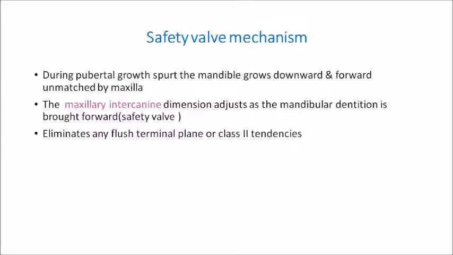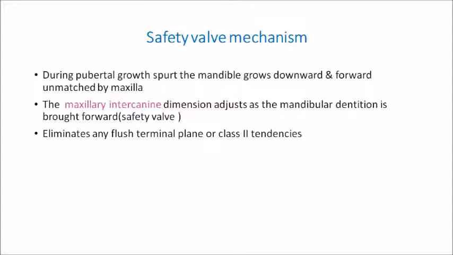So finally, in development of dentition, we will be discussing the safety valve mechanism. This is an extremely important topic. When we mentioned incisor liability, we have seen that to compensate for the incisor liability, there will be an increase in the intercanine width of both arches. This increase in intercanine width will happen around 6 to 9 years for boys and 6 to 8 years for girls. Whereas the increase in intercanine width will be prolonged in the maxilla till the age of 16 years for boys and 12 years for girls.